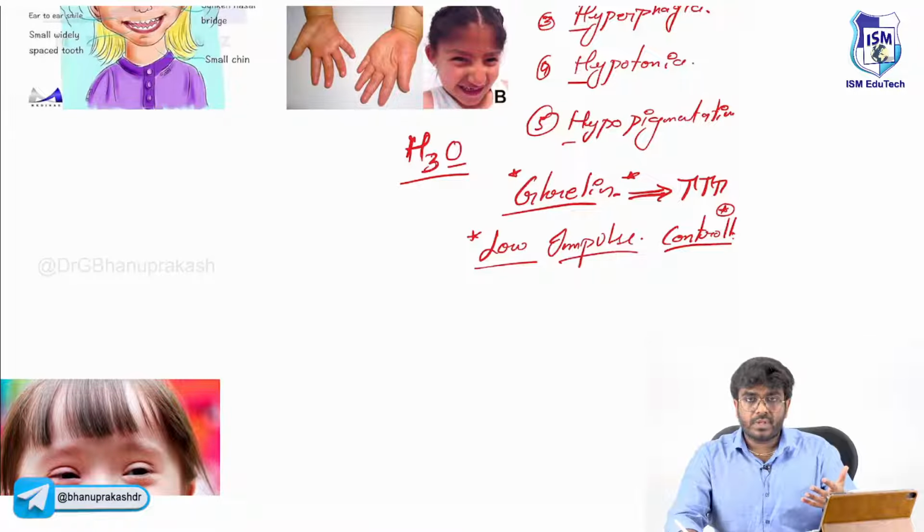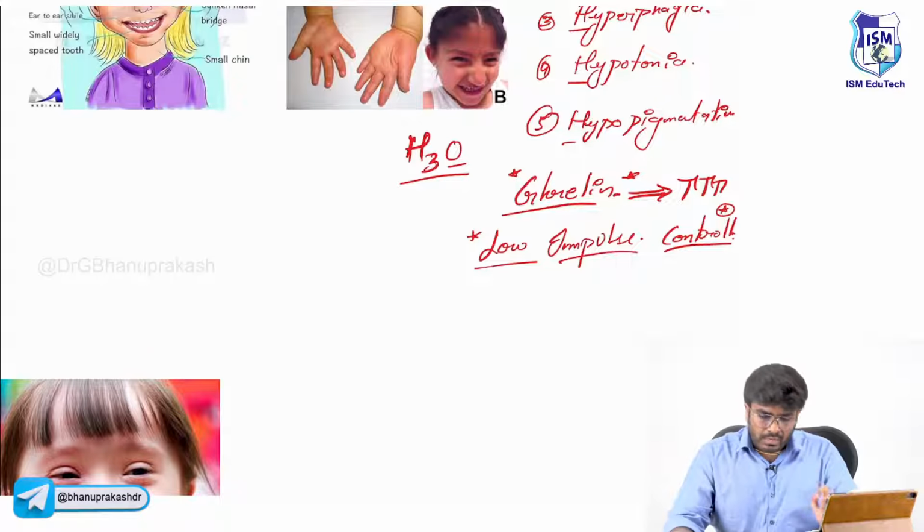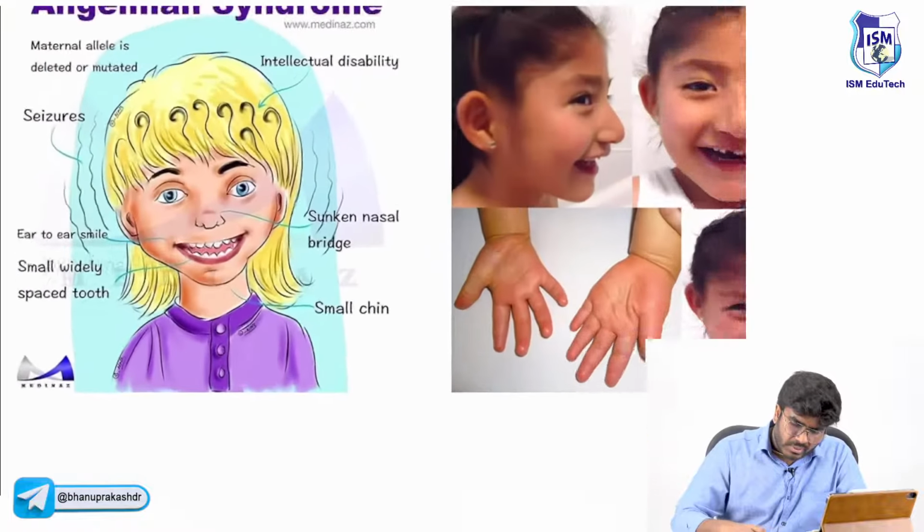Ghrelin increases the hunger. Normally in you and me, ghrelin is produced during fasting states by the epsilon cells of the pancreas. Ghrelin increases hunger, we know it. But in which genetic disorder are the ghrelin levels going to be elevated? The patient is going to have short stature, obesity, hyperphagia, low impulse control, hypotonia with hypopigmentation. All this is Prader-Willi syndrome. Prader-Willi syndrome is because of what? It is because of the deletion of chromosome number 15, paternal deletion.